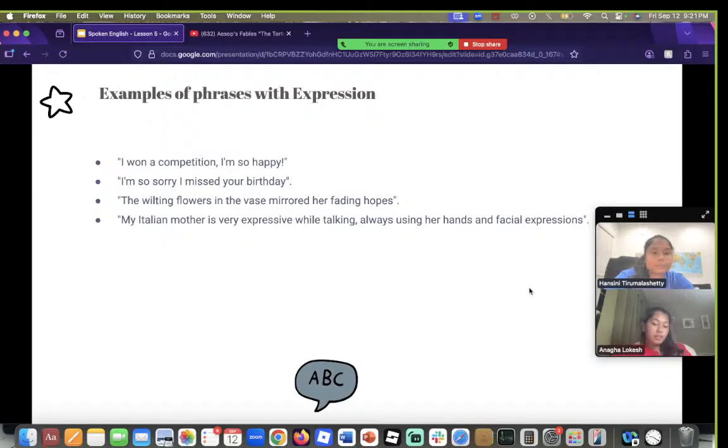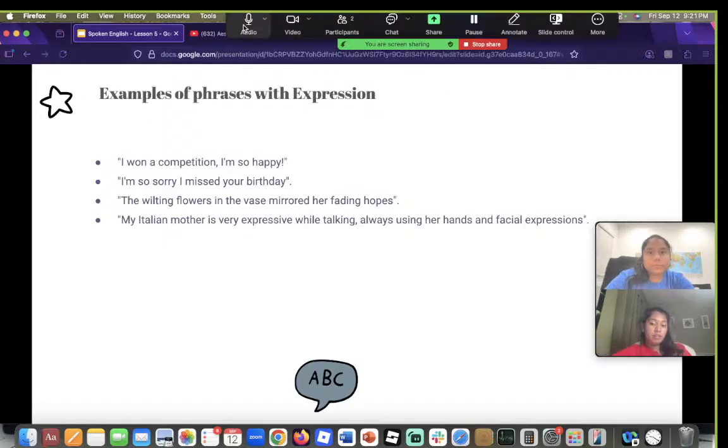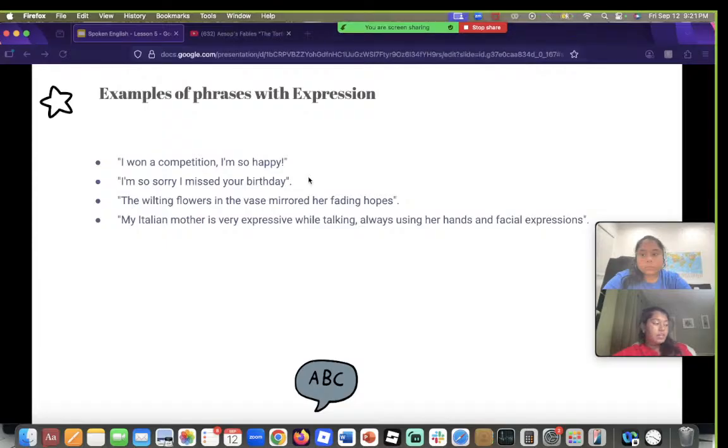The wilted flowers in the vase mirrored her fading hopes. This one is kind of melancholic, or a little, it's not sad, it's more descriptive. So you have to be mindful of what you're describing. Then you have my Italian mother is very expressive while talking, always using her hands and facial expressions. This is describing someone, and it's kind of almost like a complaint, but it's not very much.